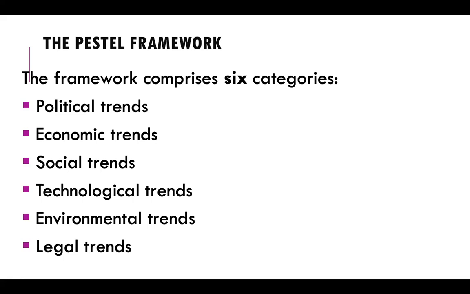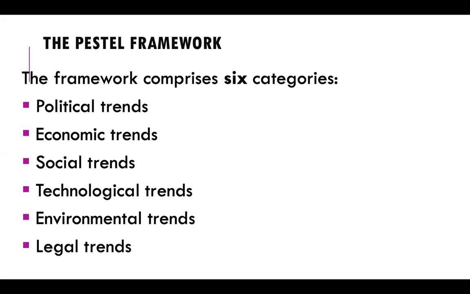Okay. So the PESTLE framework, if you have a business background, you will have heard it before. It's just an acronym that stands for these variables: political trends, economic trends, social trends, technological trends, environmental trends, and legal trends. Okay, if you are into business or you are an organization, it is very, very important that you pay attention to these trends or factors.